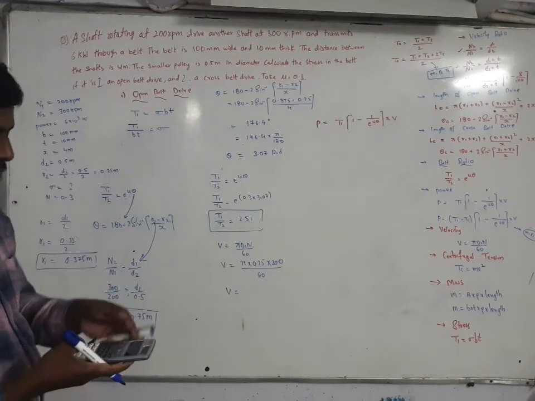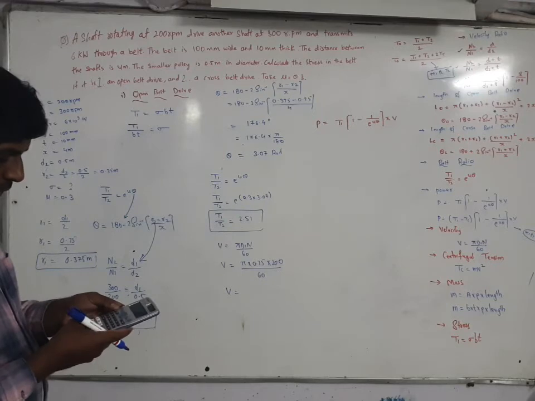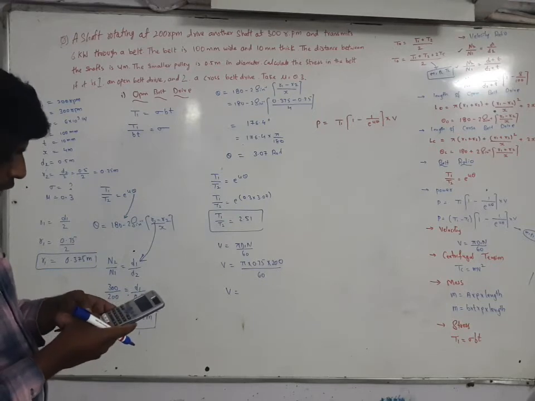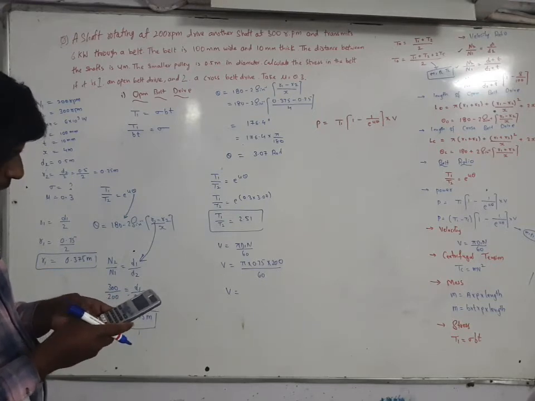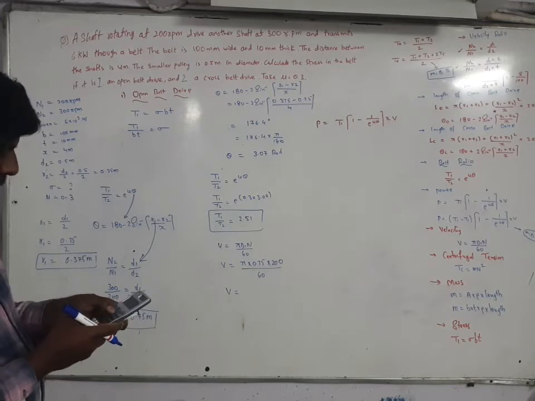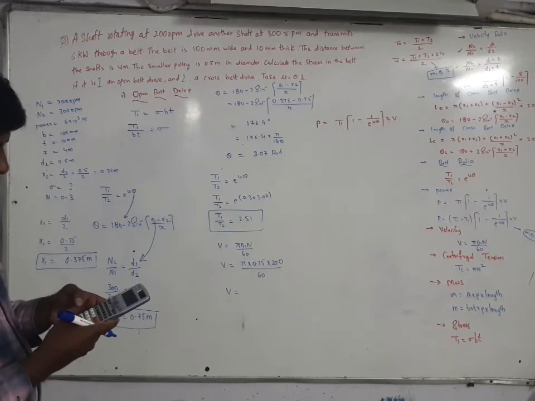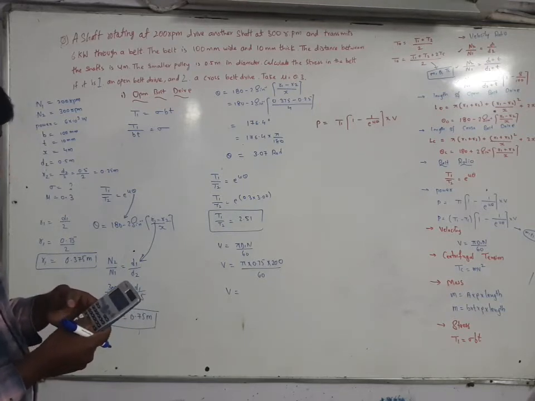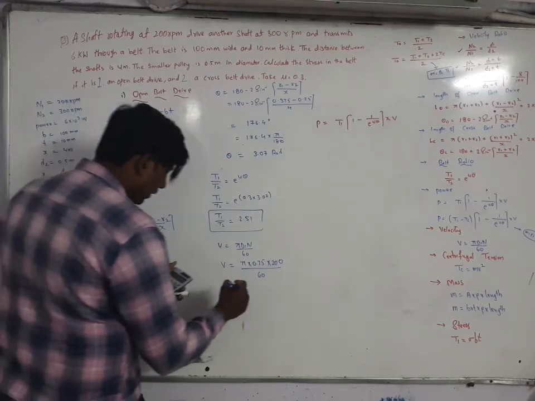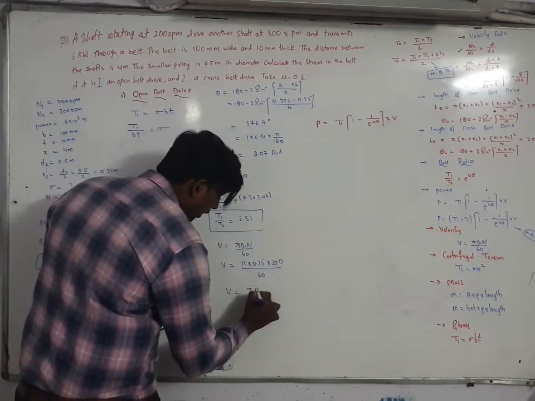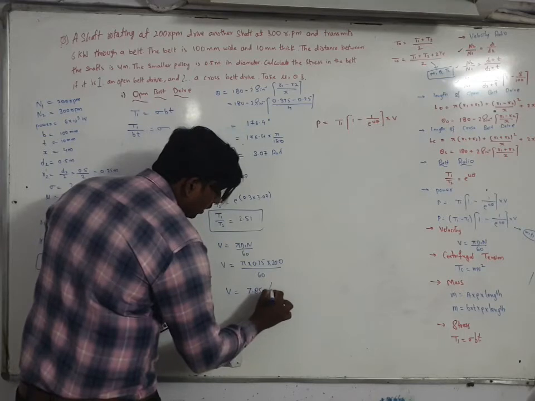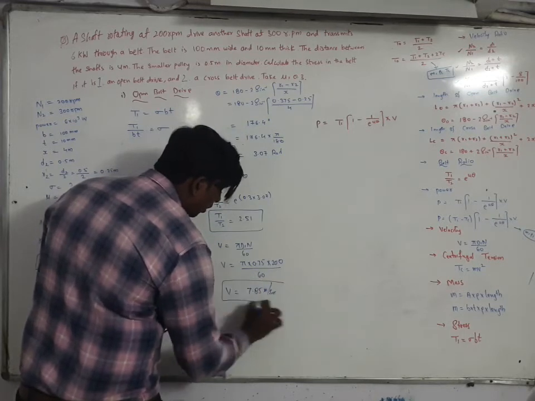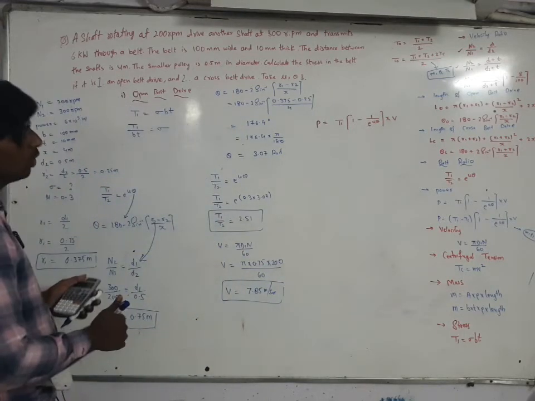V is equal to pi into 0.75 into 200 divided by 60. So here you will get the answer 7.85 meter per second. This is the value for velocity.